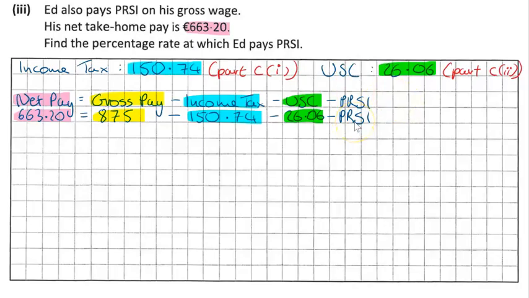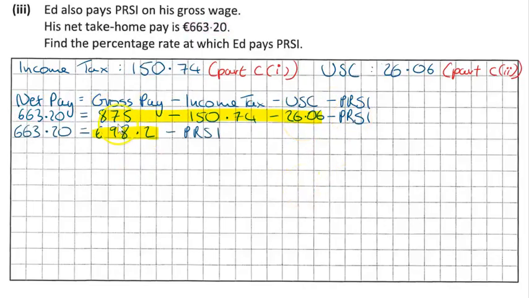And then we're going to minus the PRSI. So we have 663.20, which comes from the question, equals 875 minus 150.74 minus 26.06 minus PRSI. So 875 minus 150.74 minus 26.06 gives us 698.2. So we have 663.2 is equal to 698.2 minus the PRSI.